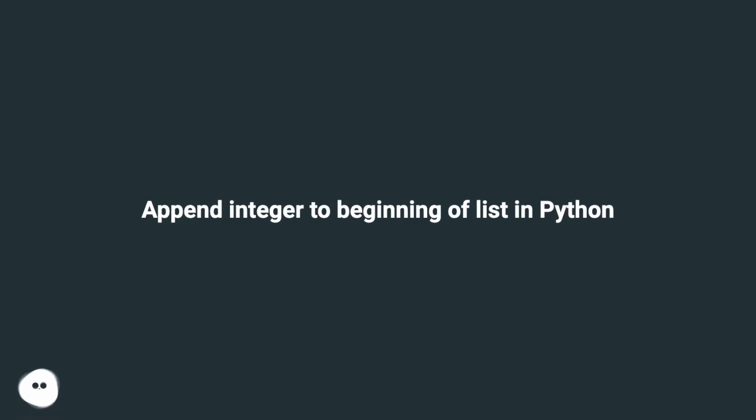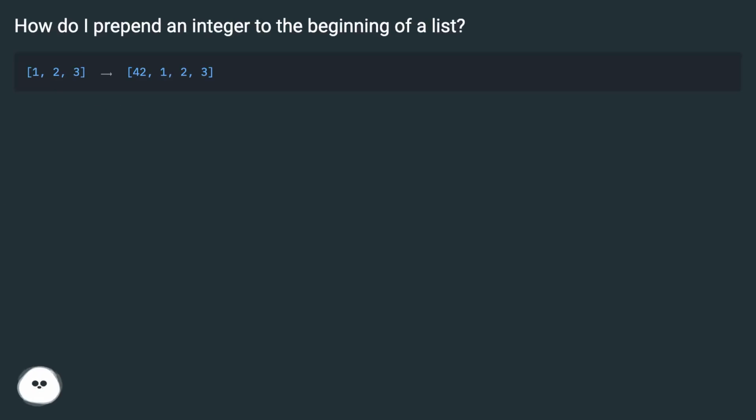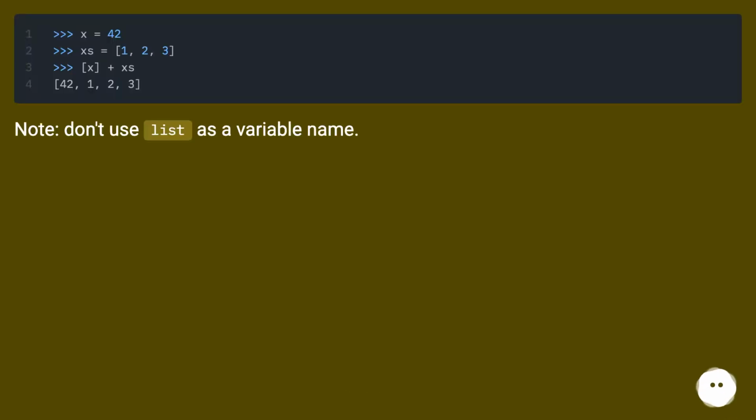Append integer to beginning of list in Python. How do I prepend an integer to the beginning of a list? Note: don't use list as a variable name.